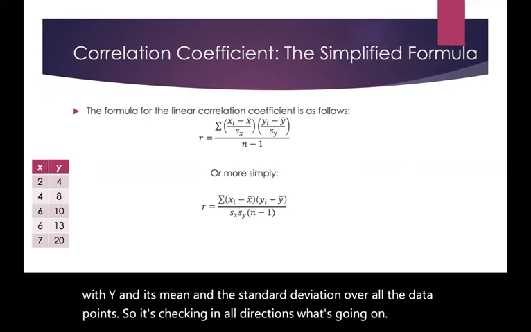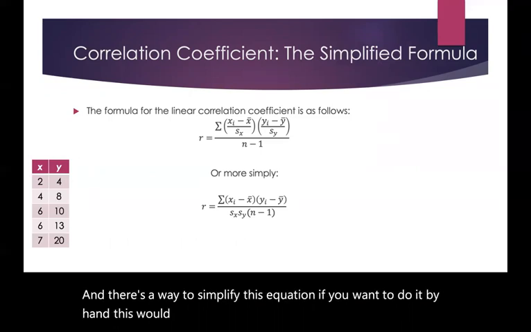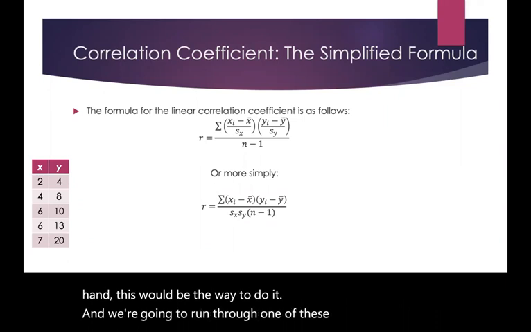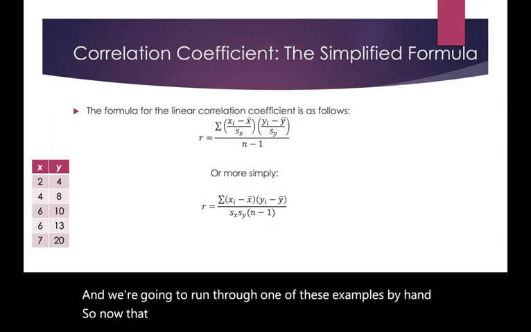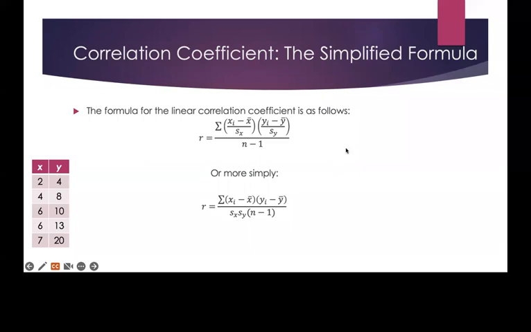And there's a way to simplify this equation. If you want to do it by hand, this would be the way to do it. And we're going to run through one of these examples by hand. So now that we have this more simple equation, we can look at how we might calculate this. So let's look at how we used to have to calculate it.